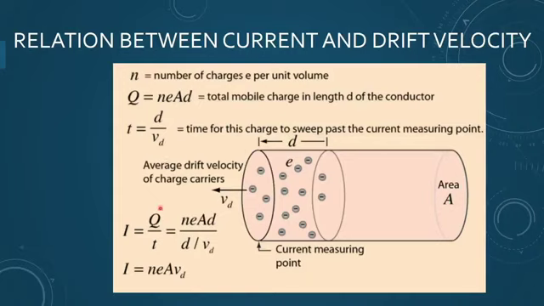So you can calculate the value of current, which is charge upon time. The value of charge is N e A d, and time is d upon drift velocity. So this d will get cancelled and you are left with the expression for the current, which comes out to be N e A Vd, where A is of course the area, e is the electronic charge, Vd is the drift velocity, and N is the number of charges per unit volume. So this expression is very, very important, many times asked.